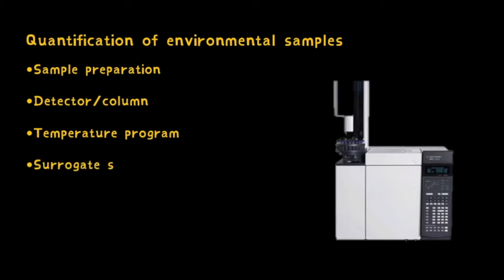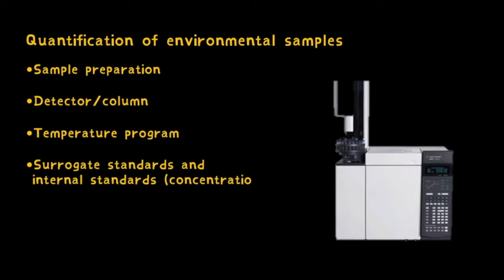In order to accurately quantify the samples and monitor the recovery of the whole process, the choice of surrogate standards and internal standards is very important. They should share similar characteristics with our target compounds, and they should not be present in the natural environment. Otherwise, they will interfere with our result.